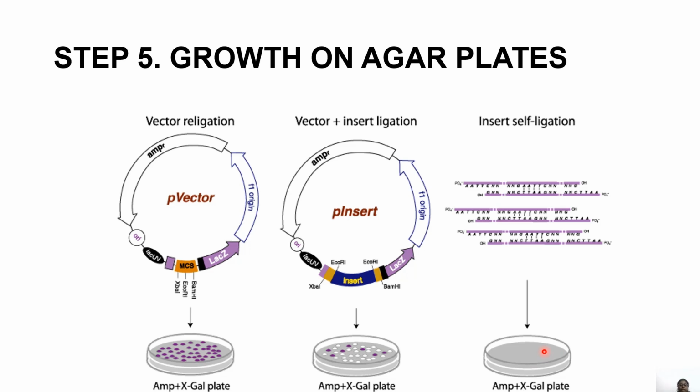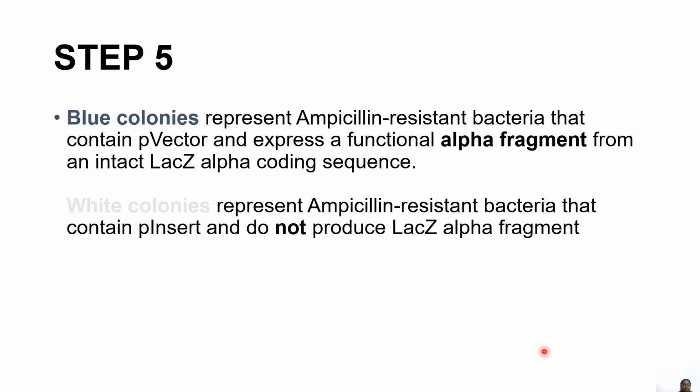That is how the screening process is carried out. As I was saying, blue colonies will represent ampicillin-resistant bacteria that contain the vector and express a functional alpha fragment from an intact lacZ alpha coding sequence, whereas white colonies will represent ampicillin-resistant bacteria that contain the insert and do not produce a lacZ alpha fragment.